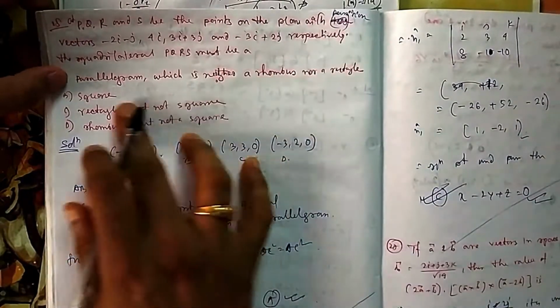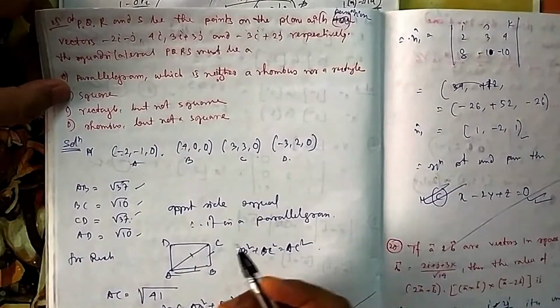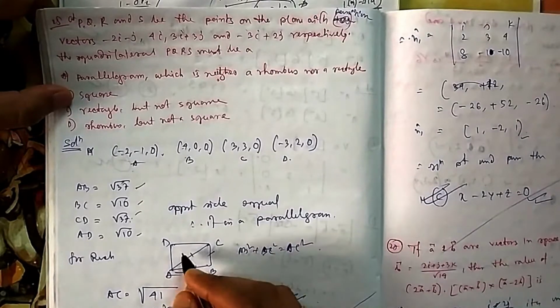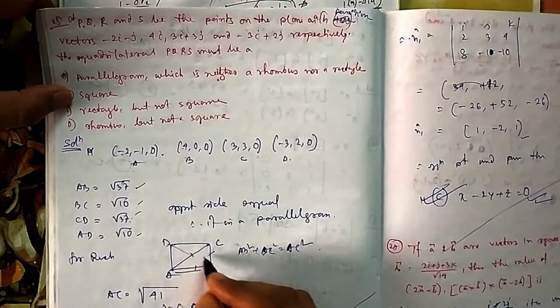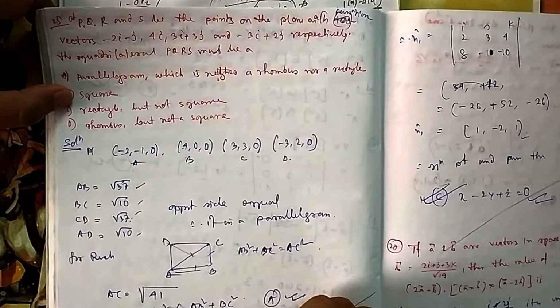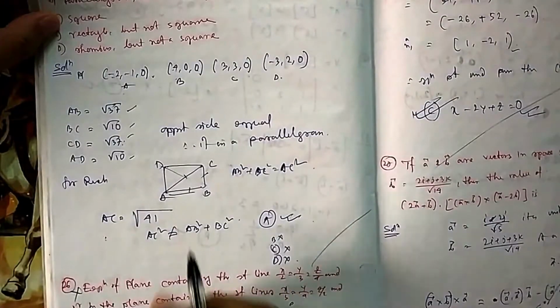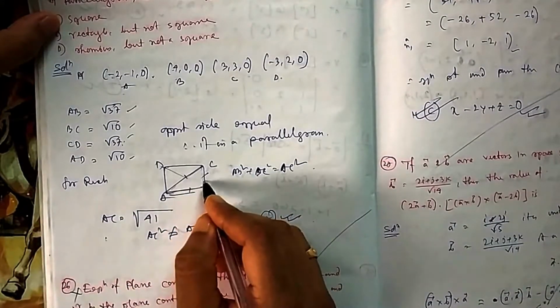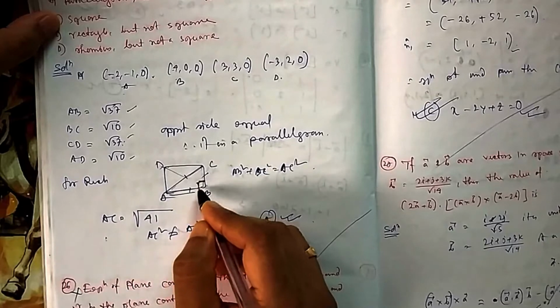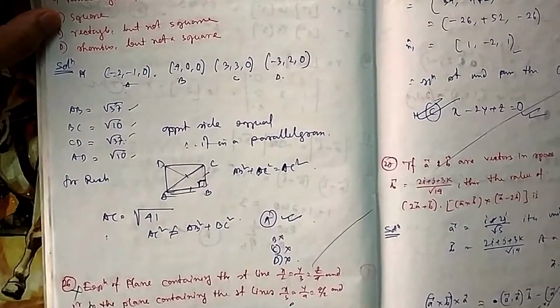Now whether it is a rhombus, rectangle or square, you have to find. For a square or rectangle, the diagonals should also be equal, the opposite diagonals. Then it is a parallelogram. Or you can see this square plus this square should be equal to this, because this has to be 90 degrees if it has to be a square or rectangle. So you can calculate all this.